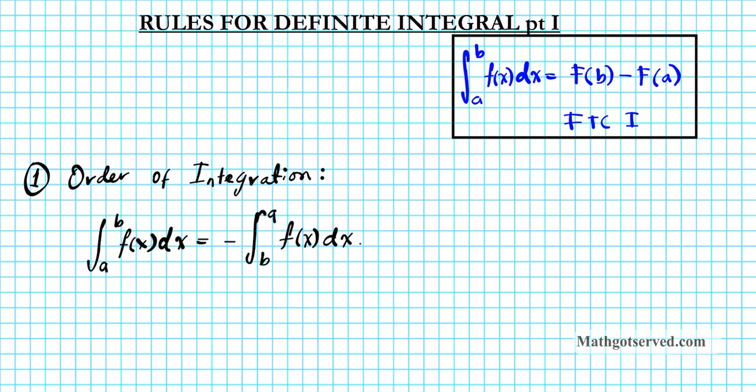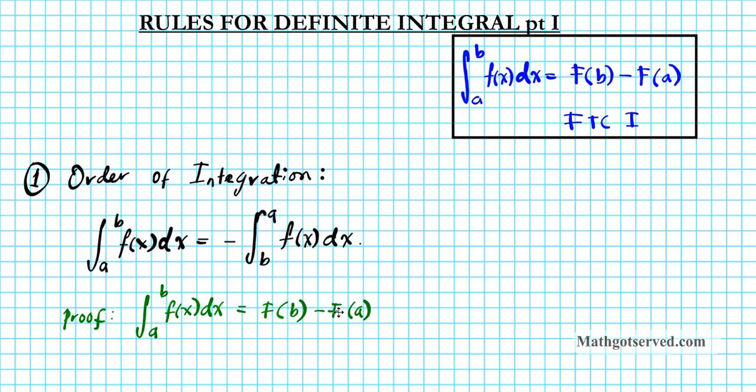All right, let's prove that this is correct using FTC part 1. Okay, we're just going to do a short proof right here. So proof. So we're going to start from the left side. We have the definite integral from a to b of f of x dx. Okay, so applying FTC part 1, this can be written as the antiderivative of f evaluated at the upper limit minus the antiderivative of f evaluated at the lower limit.